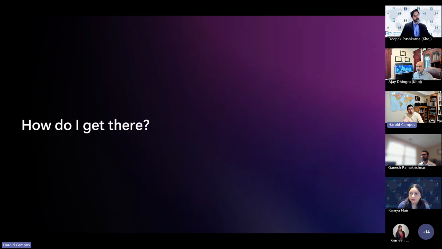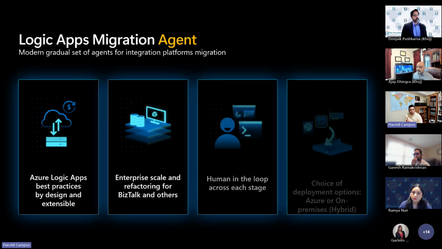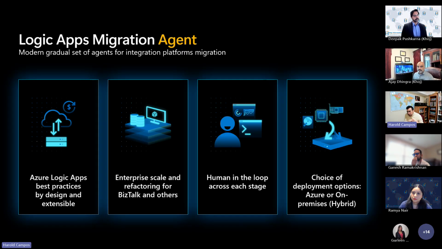So that takes me to how do I get there. How do I get to a point where I can not only do my workflows or business processes the way I used to do them, but also augment them with AI and make them agentic? We recently shipped the Logic Apps migration agent, a modern, gradual set of agents for integration platform migration. If you are running multiple platforms, for instance BizTalk Server or other middleware in the stack like TIBCO, MuleSoft, or others, you can use this agent to bring those workloads into Logic Apps.